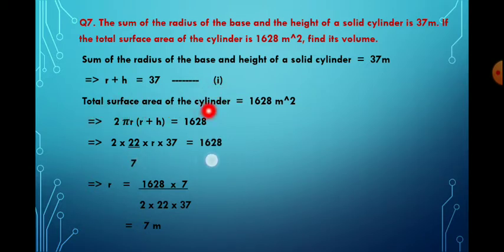So total surface area of the cylinder is equal to 1628 meters square. So we can write the formula over here, that is 2 pi r into r plus h equals 1628. So 2 into 22 by 7 into r into 37, because r plus h is 37, that we have taken from the first equation, which is equal to 1628. So from here we can find out the value of r. So r equals 1628 multiplied by 7 divided by 2 into 22 into 37. Therefore r is equal to 7 meter.